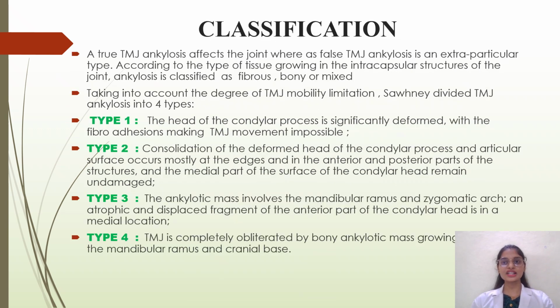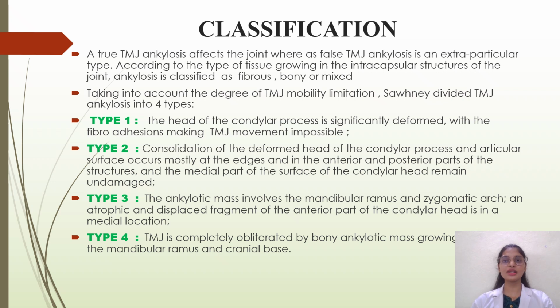Now let's look at the classification of TMJ ankylosis. There are two main types, true ankylosis which happens inside the joint and false ankylosis which happens outside the joint. Depending on the type of tissue, there are three types: fibrous, bony, and mixed. Fibrous means fibrous capsule, bony means TMJ bone, and mixed.